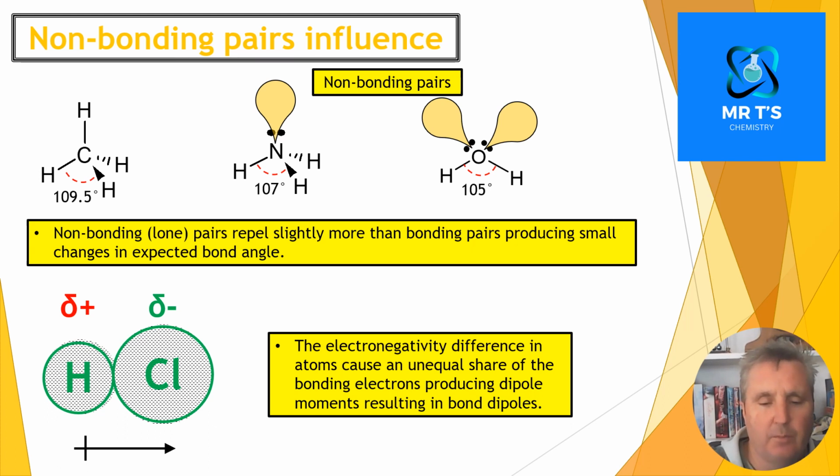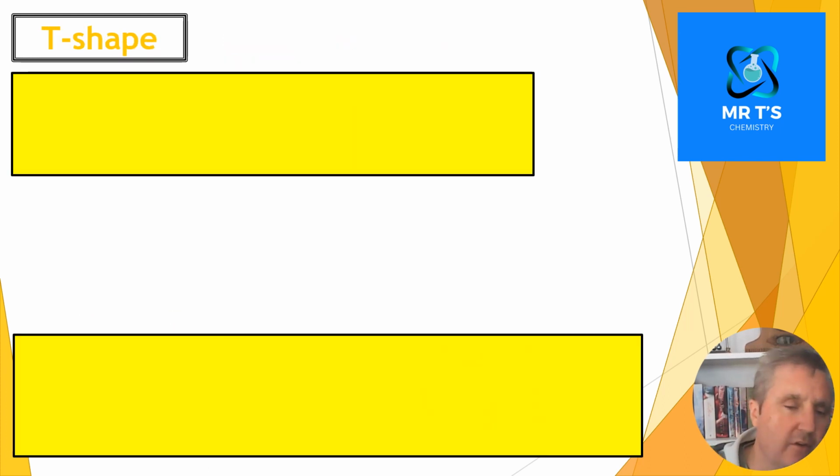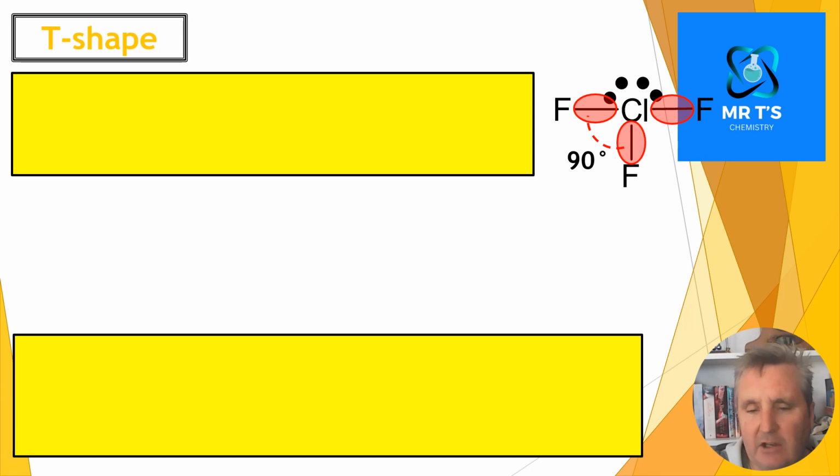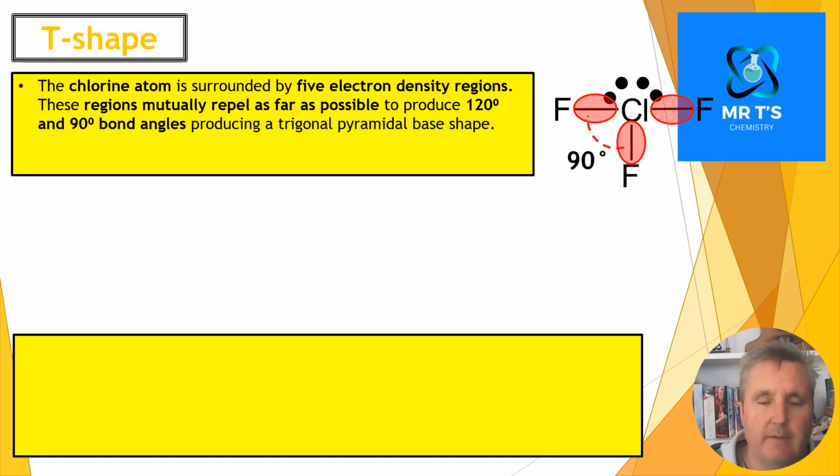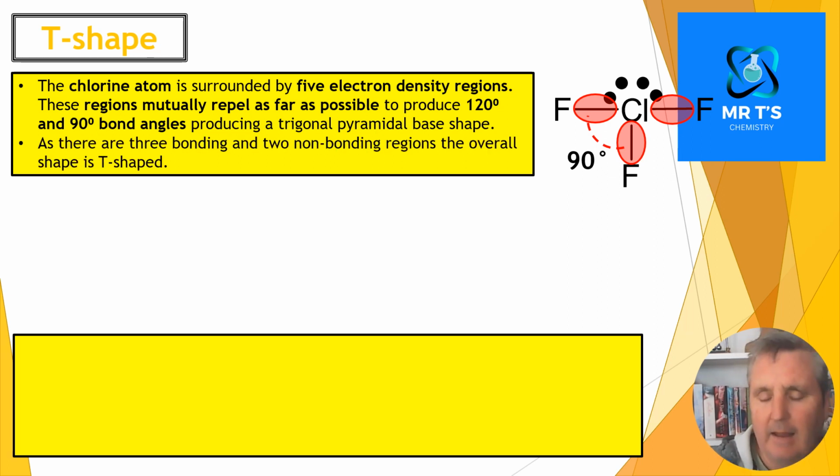Okay, so let's look at specific examples here. The first one is the T shape. Now you might remember that the T shape was based on the trigonal bipyramid base shape. Now the reason for that is there are 5 electron density regions around the center that will produce, when these regions mutually repel as far as they possibly can, angles of 90 and 120 degrees and a base shape of trigonal bipyramid. Because 2 of them are non-bonding, and 3 are bonding, the T shape is the shape that is produced.